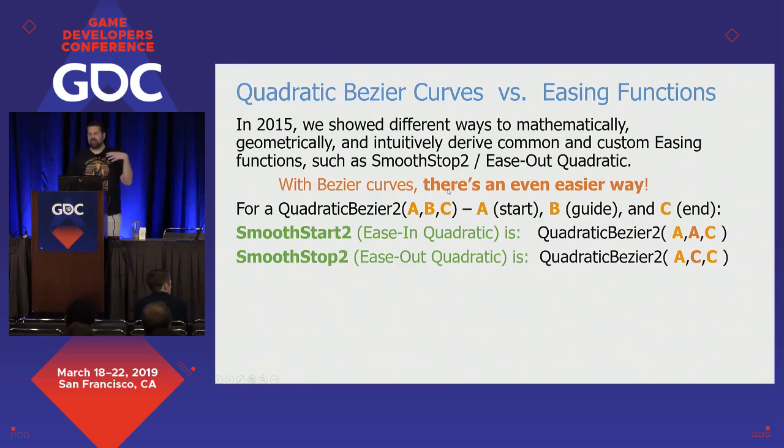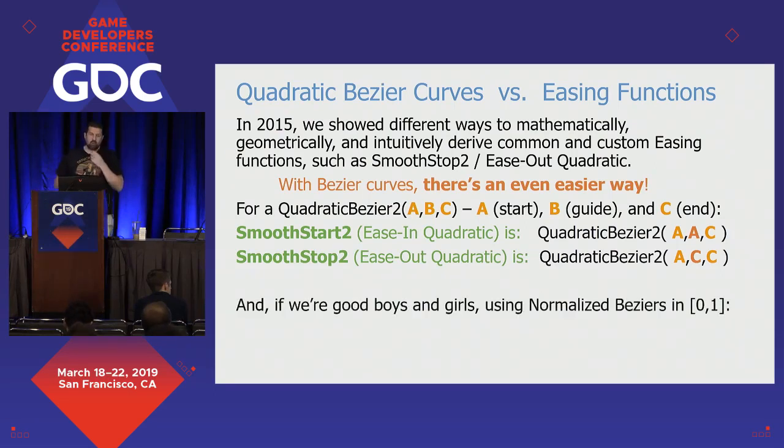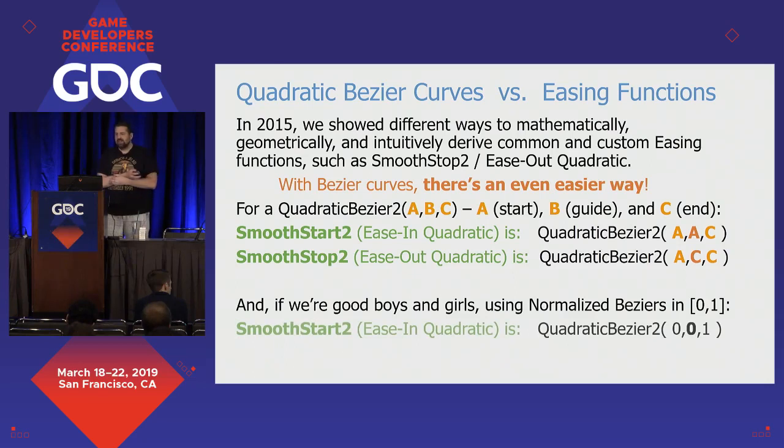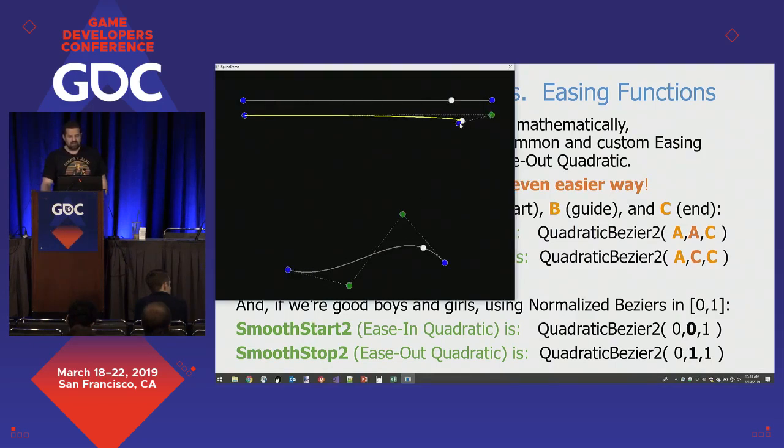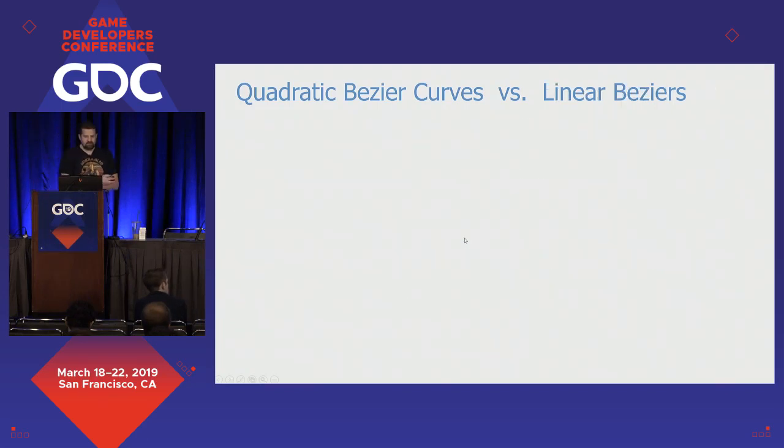So smooth start is just a quadratic Bezier where you put the middle at the beginning, or you can put the middle at the end. Of course, if we're being nice and we're doing this in 0 to 1, then what that really means is we're going to go from 0 to 0 to 1, meaning we're going to go from 0 to 1 at the beginning and the end, and our influence point, our guide point, is also at 0, right? B is also at A. And likewise, the ease out function, since it's putting the midpoint at the right side, at the end, we're saying that on 0 to 1, I'm going to put the B point all the way over at 1, and that produces the ease out, or smooth stop.